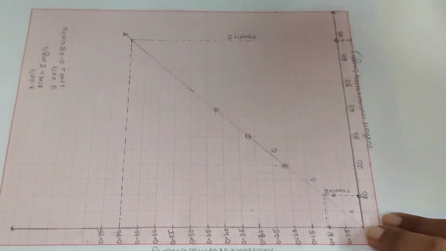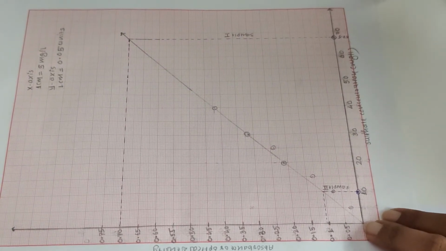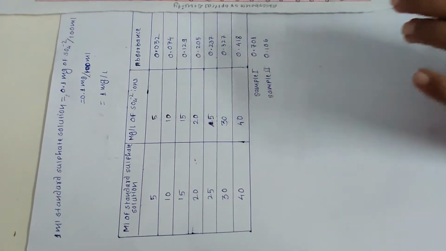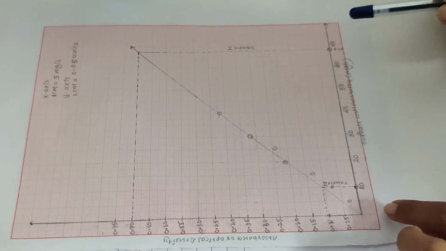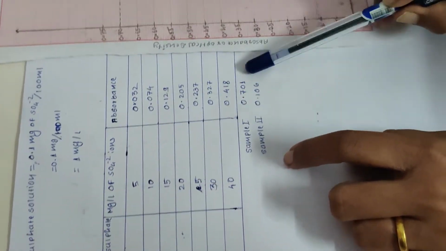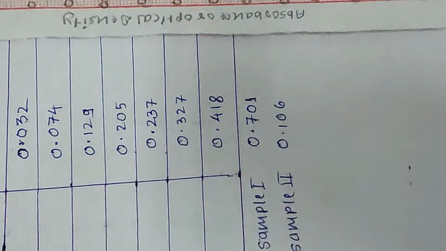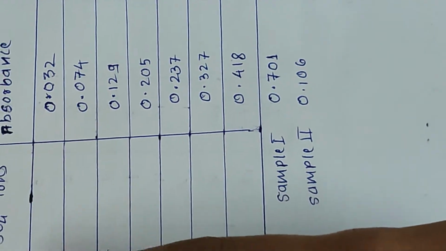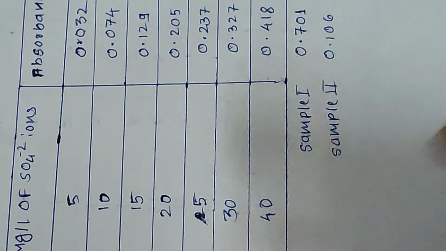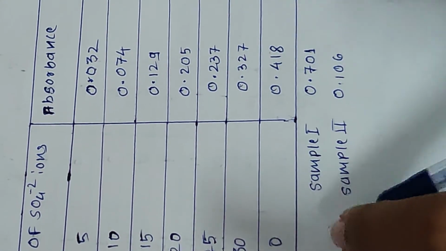Now that becomes our standard graph. All the known concentrations with known absorbances we have drawn on a graph. Now sample 1's absorbance was this much and sample 2's absorbance was this much. We were aware of the sulphate ion concentrations of the standard solutions, right? But we are not aware of the sulphate ion concentration of sample 1 and sample 2.